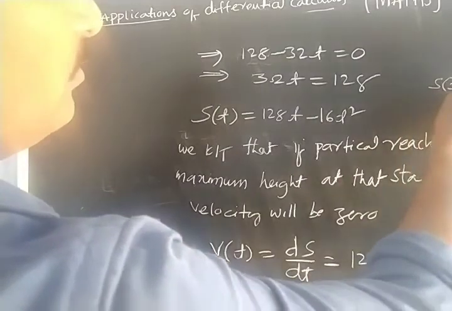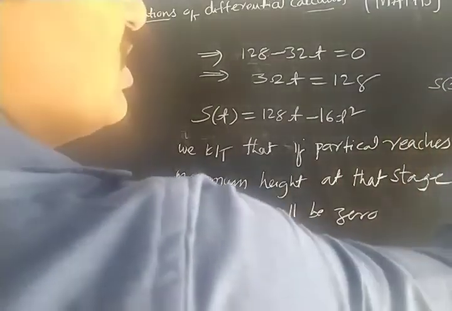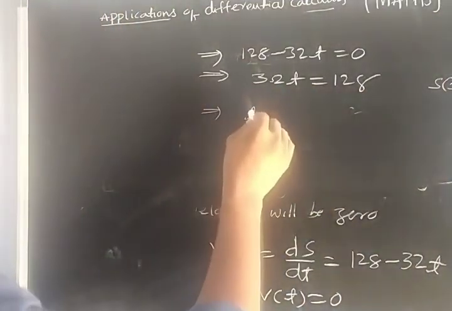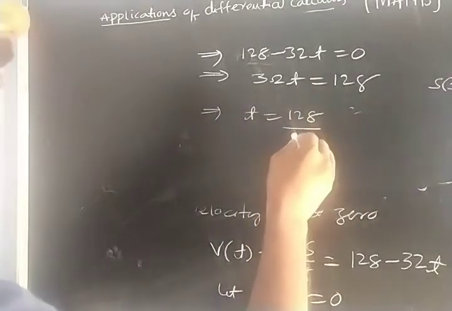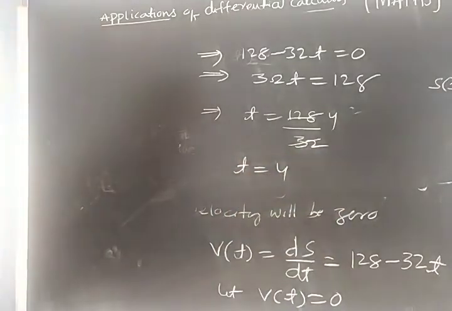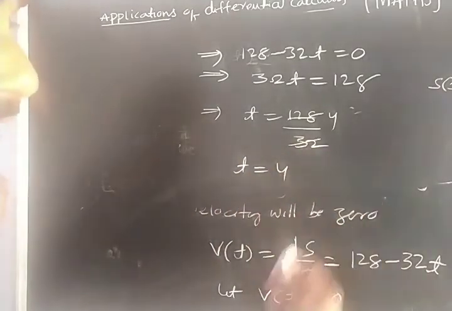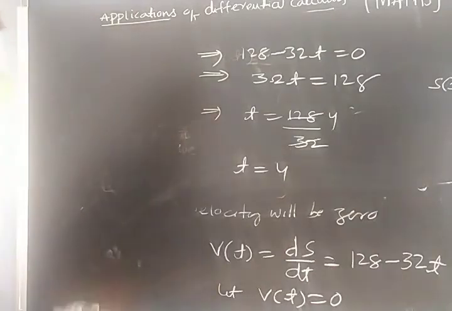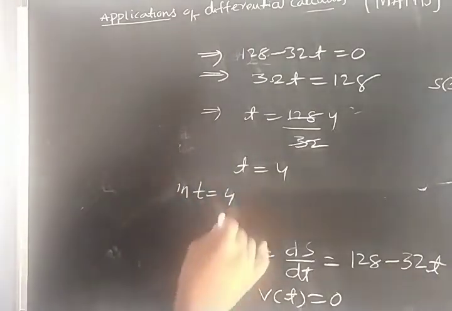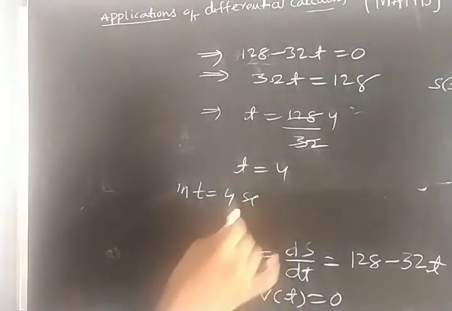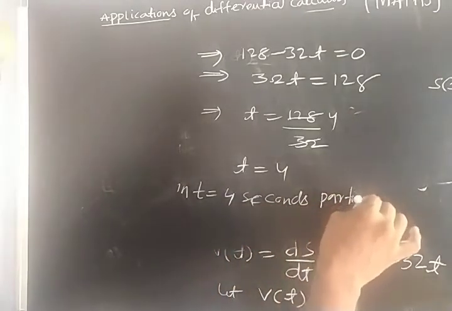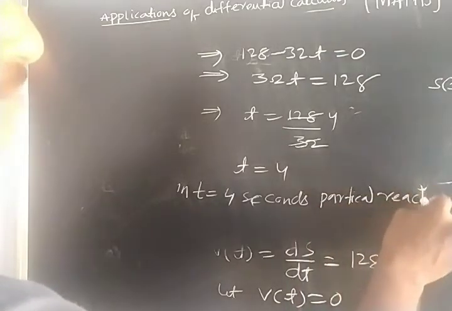So S of t is 128t minus 16t squared, writing here, right? Now t equals 128 by 32. So in 4 seconds the particle reaches the maximum height, right? So here we can conclude that in t equal to 4 seconds, the particle reaches maximum height.